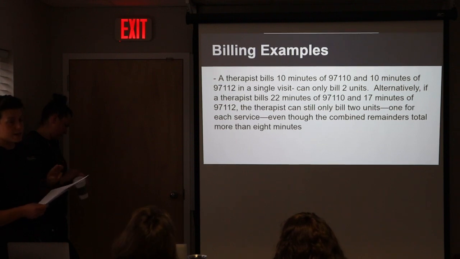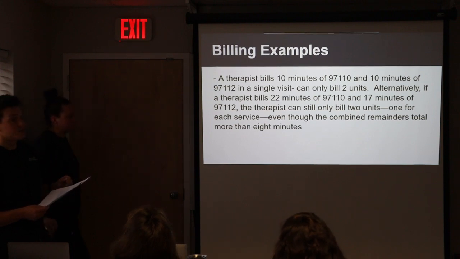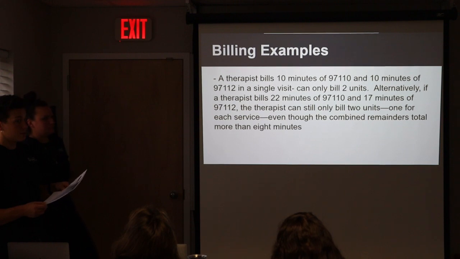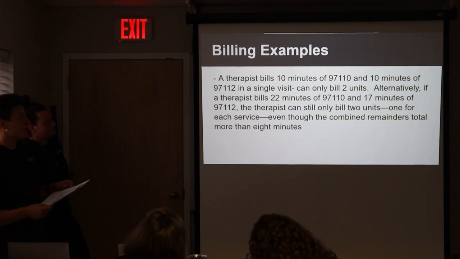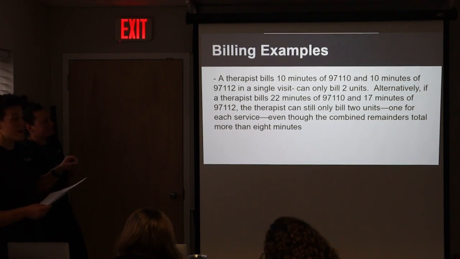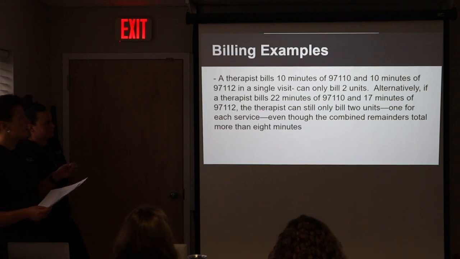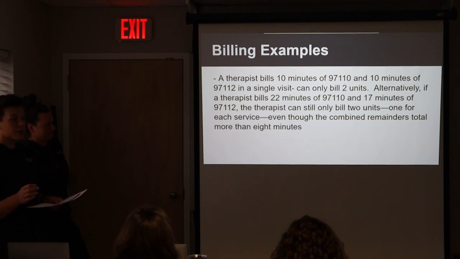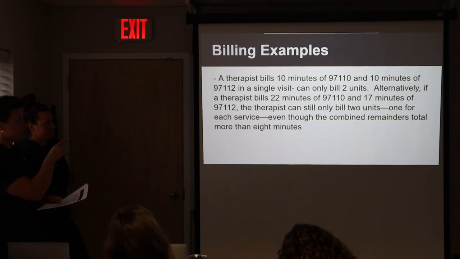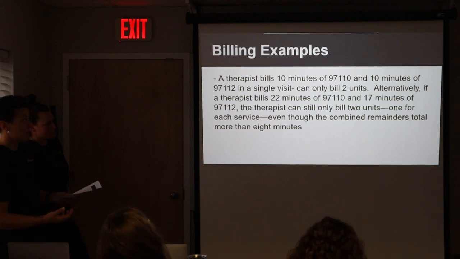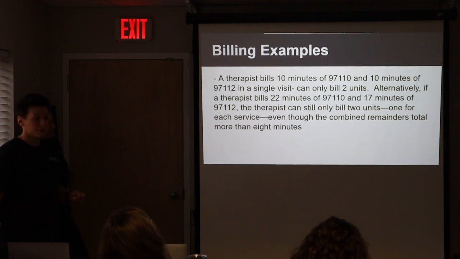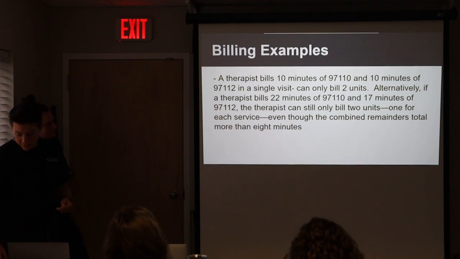But if it's Medicare, 22 and 17, that's 39 minutes. So I should be able to bill for 3 units. Does that make sense? Because you're billing for total time. Correct. So in Medicare, you can use the extra time and combine it together because you're looking at total treatment time. Versus a commercial payer, you're looking at each service individually. So each service, because they haven't crossed the threshold of being 2 units, can only be billed as 1 each. Does that make sense?